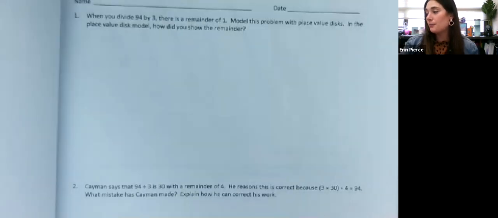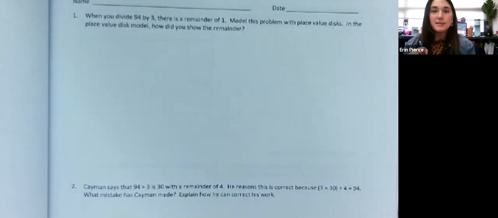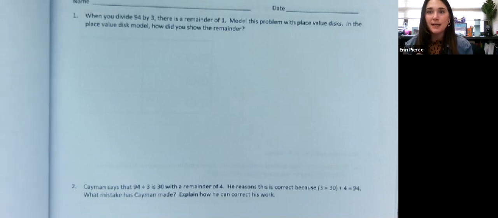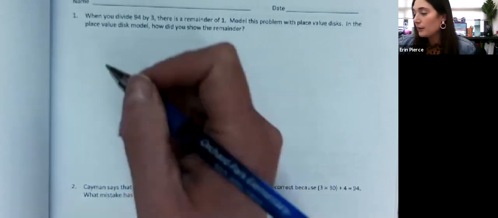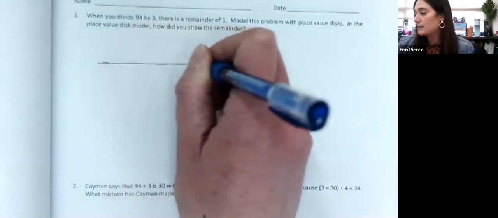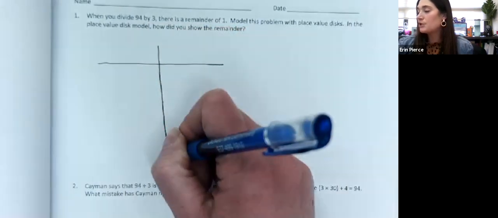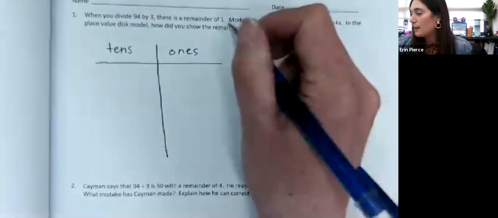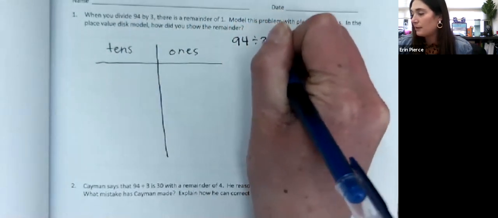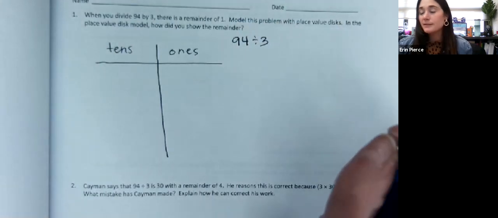I'm going to go on to our problem set. Okay, so we have some word problems today. It says, when you divide 94 by 3, there is a remainder of 1. Model this problem with place value discs. In the place value disc model, how did you show the remainder? So let's look at our place value disc model. That is when we show tens and ones. And we're doing 94 divided by 3. Tens and ones.